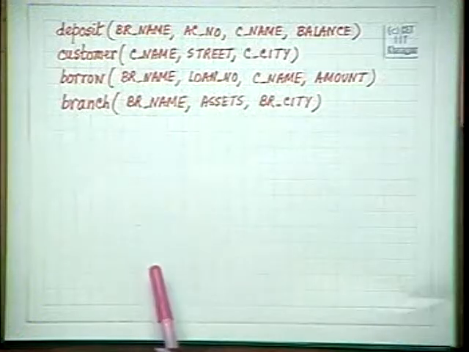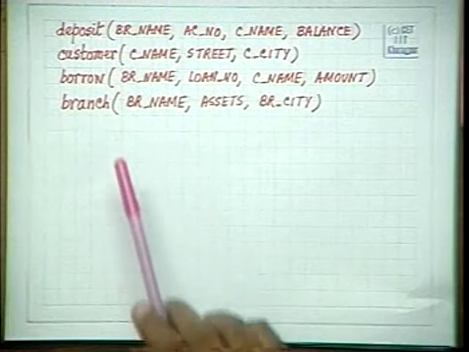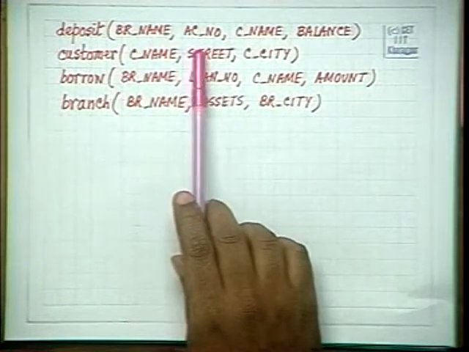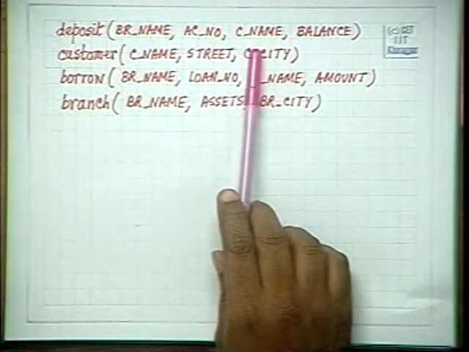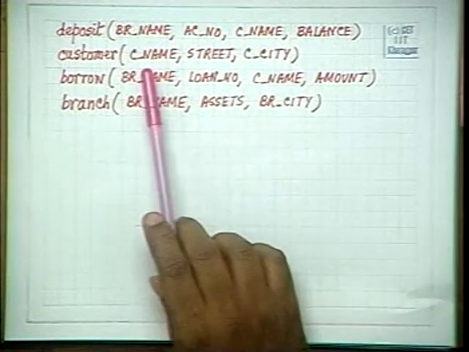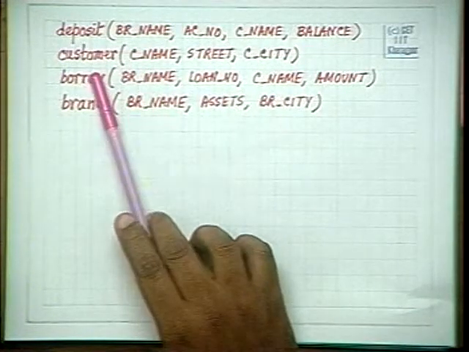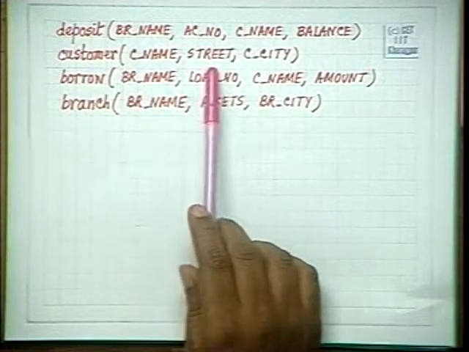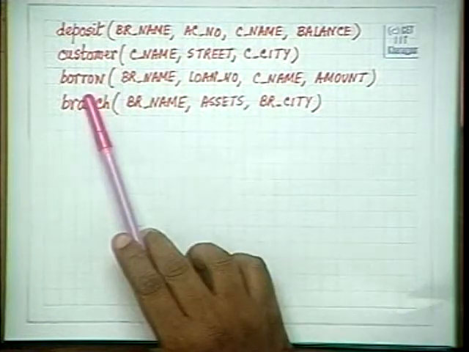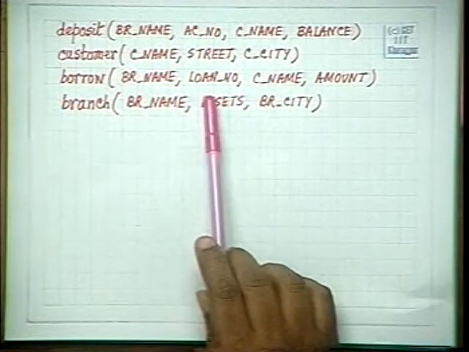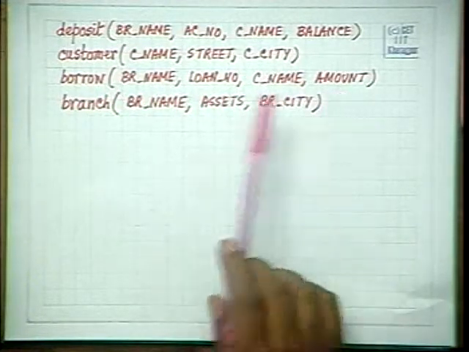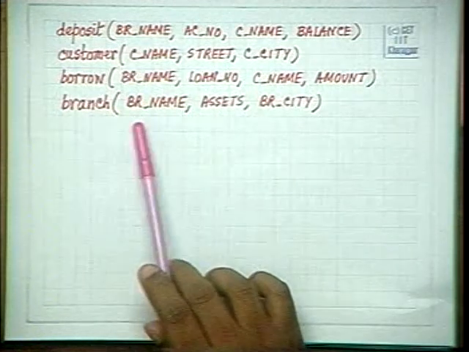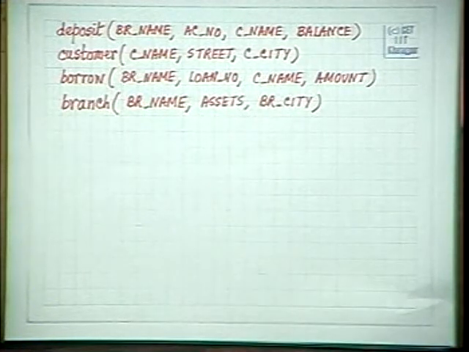Let us see a simple bank example. The deposit relation is branch name, account number, customer name, balance. The customer relation is customer name, street, city. The borrower relation is branch name, loan number, customer name, amount. And the branch relation is branch name, assets, and branch city.